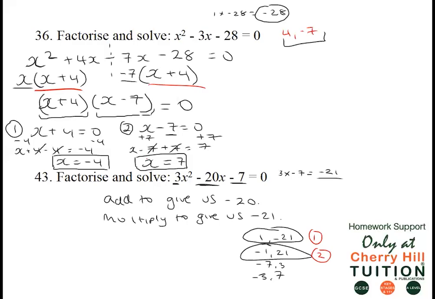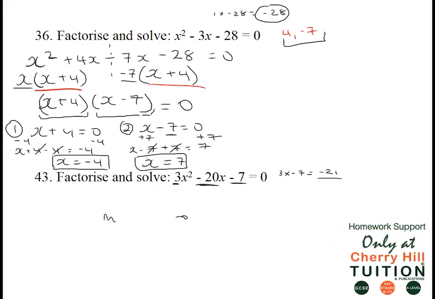So let's test which one is the correct pair. So 1 minus 21 is minus 20. For 2, minus 1 plus 21 is 20. We need minus 20, so we now know that the first one is our pair. So let's rub everything out and get started with the rest of it. So 1 and minus 21. So hopefully you will realize that the next step is rewriting this, including the pair.